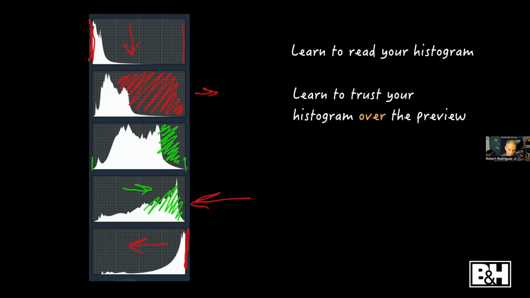So use your histogram, learn to trust your histogram, and that will give you a much better representation of the tones that you're capturing versus the LCD preview, which really is a poor approximation and doesn't really tell you much about what you're capturing or what you're clipping in the shadows or the highlights, unless you have, for example, the clipping indicator on, but even then that's just for the highlights.